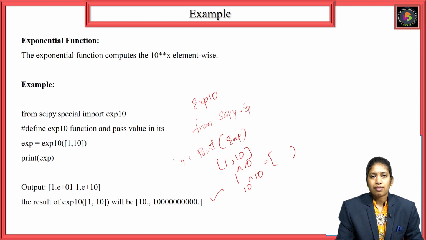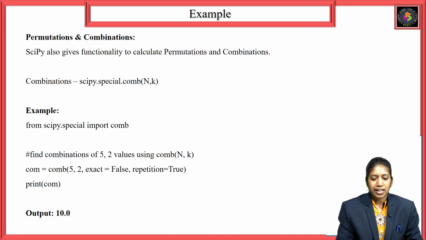Whatever list elements we give, it will calculate 10 raised to the power of that element. So we'll get a final result. Here we are importing the function exp10.